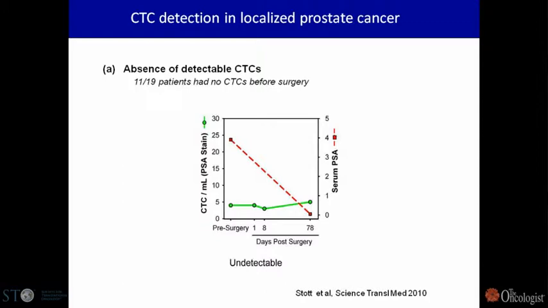We looked at 19 patients who had localized prostate cancer. So these were patients who had a nodule, they had PSA, they had localized disease, and they were sent to a urologist to have their prostate removed. It turned out that 11 of these 19 patients had no CTCs before or after surgery.